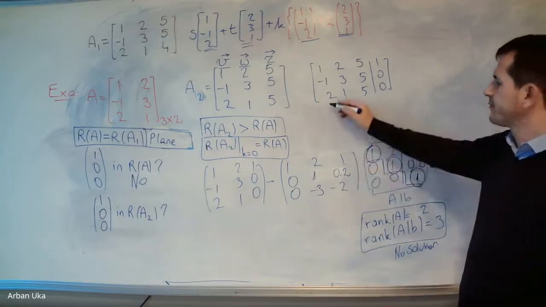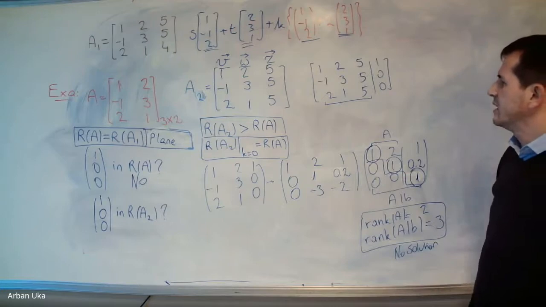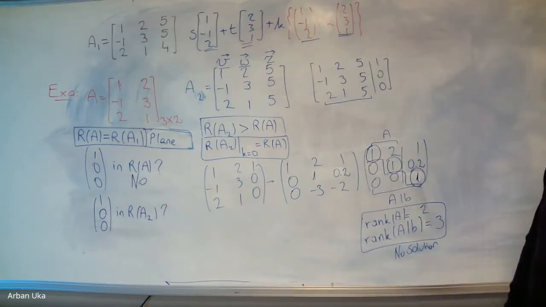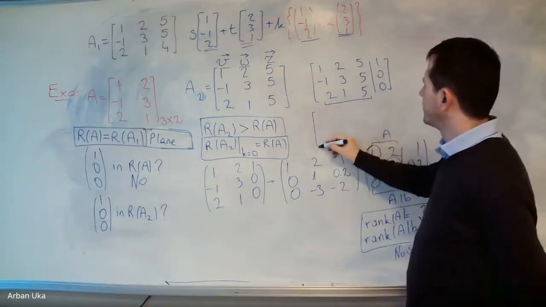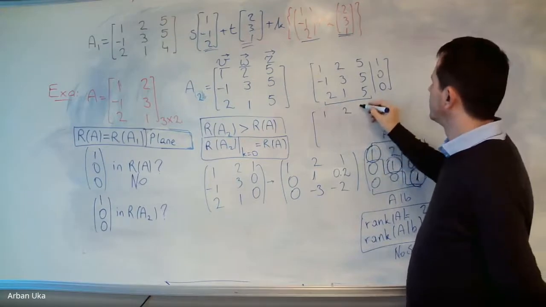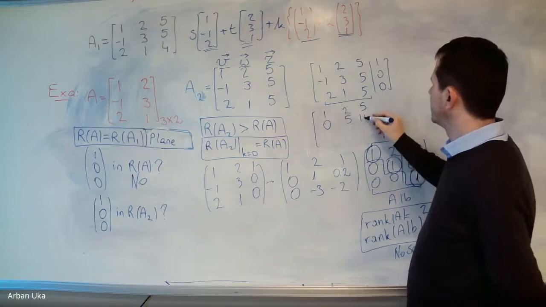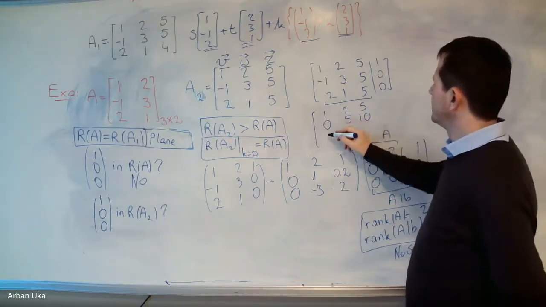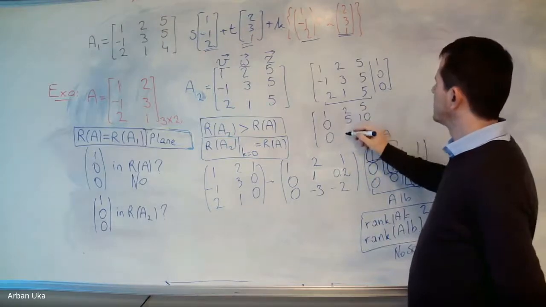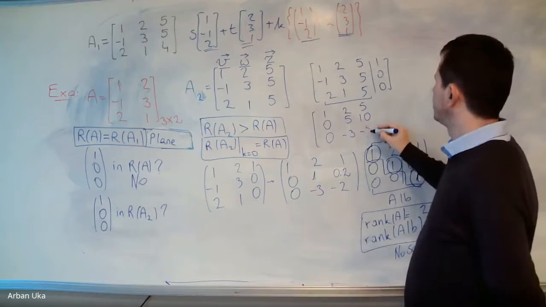This is the matrix A. What is the determinant of matrix A? If we try to simplify this, we get here 1, 2, 5. This is 0, 5, 10. I think we did this somehow. And this would be 0, 1 minus 4 minus 3, 4, 5 minus 5.